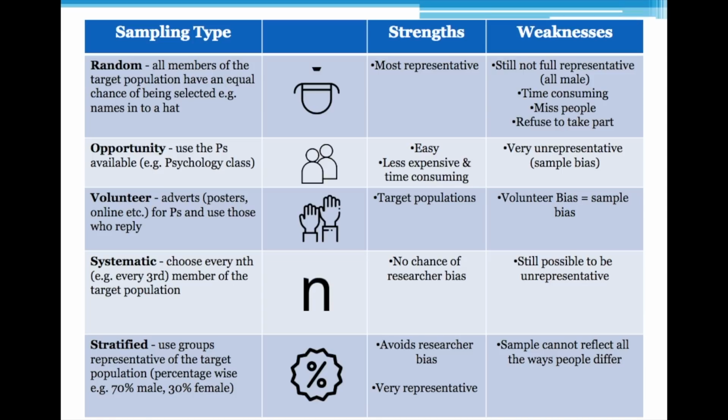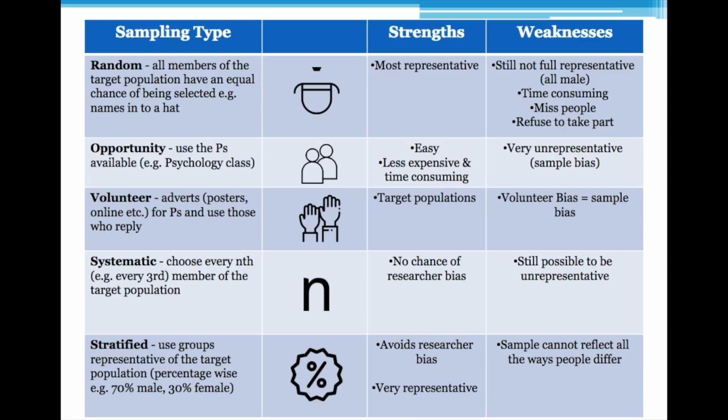So if it's in a certain school or college, then that's fairly straightforward. But if it's in a region or country, that's obviously a lot more difficult to get random sampling. So it's all down to your target population. Next is opportunity sampling. This is where you're using people that are there and available, probably one of the most common types of sampling in psychology. Professors using their psychology class, for example.